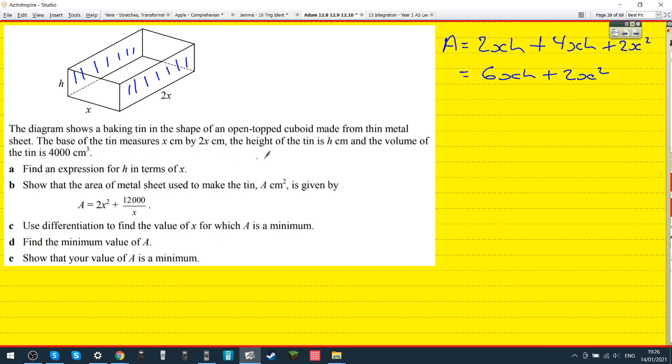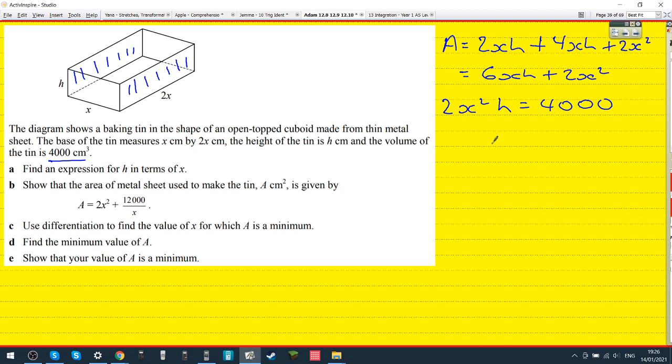We are also told that the volume is this. How can we use that? We turn it into an equation, so it'd be base times width times height equals 4,000. So base, which is 2x, times 2x squared times h. 2x squared h equals 4,000. That's it.